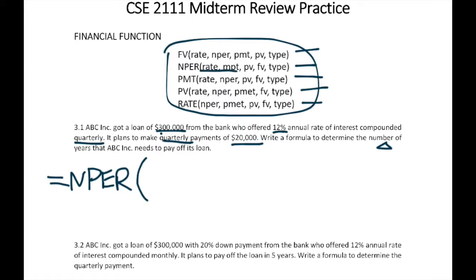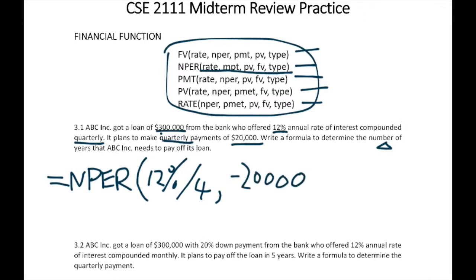With this function, the first thing is the rate. The rate is 12%. Make sure you divide by 4, because it tells you that it compounds quarterly. Then the second one is your PMT, which is the payment every quarter. The quarterly payment is 20,000, and you want to use negative because you are paying money out, so it should be negative 20,000.